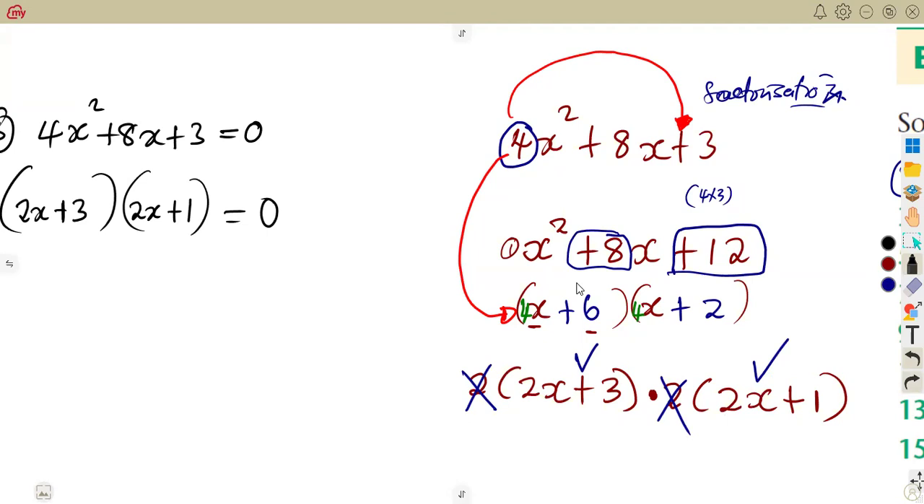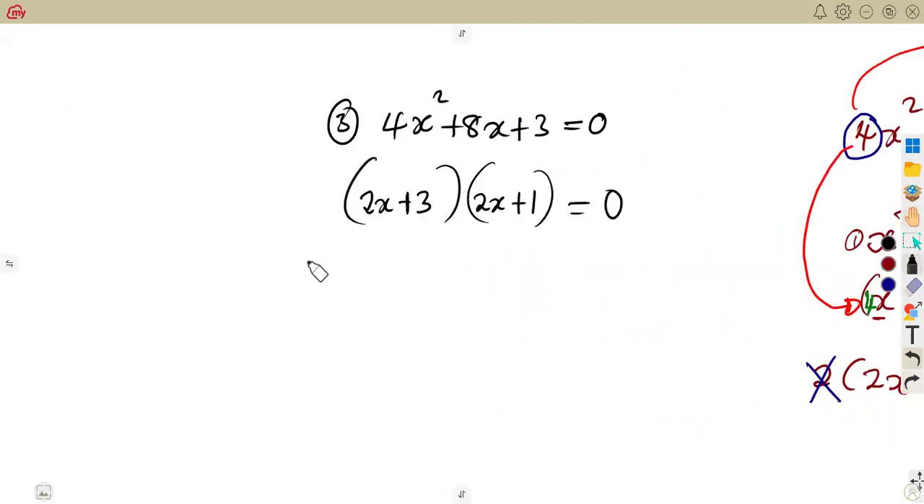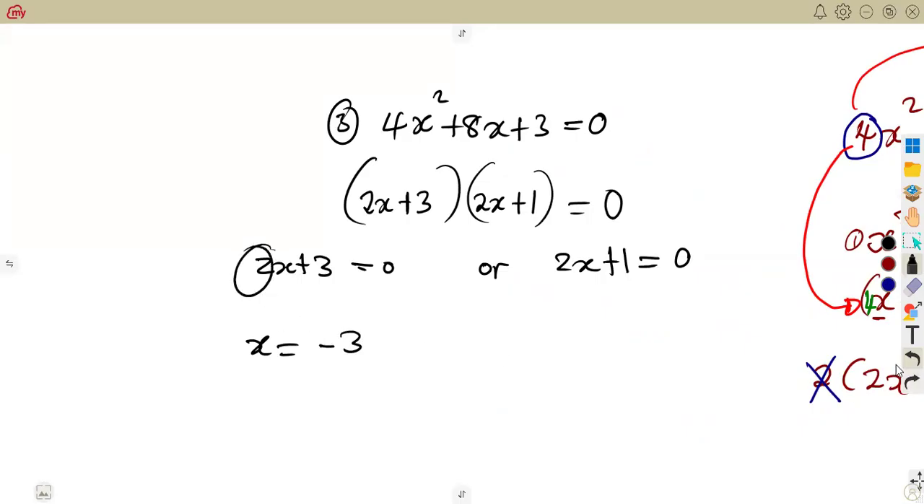Once we've got these brackets that we are having, we can simply equate each bracket to 0. Remember, we're now solving. So meaning to say either 2x plus 3 must be equal to 0 or 2x plus 1 must be equal to 0. So what are the values of x? 3 to the other side, it will be a minus 3. Then you divide by what? By 2. So that's minus 3 over 2. Or x is equal to 1 to the other side, it will be minus 1. Then you divide by what? By 2. So that's what you're going to have at the end.